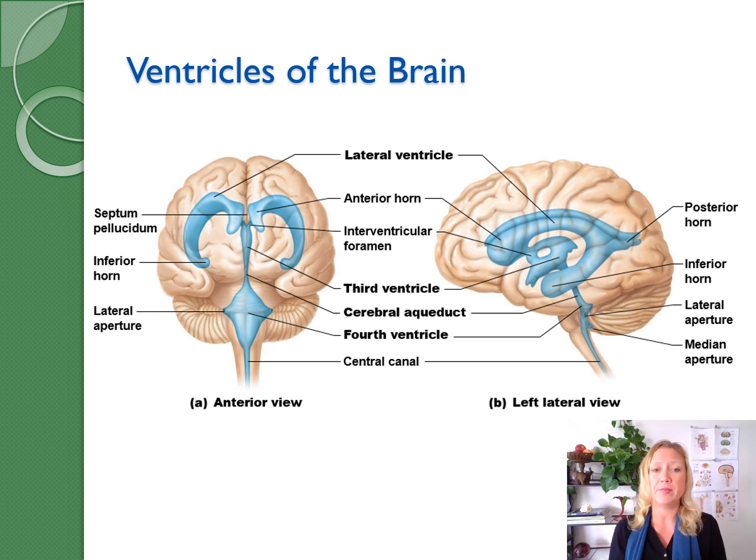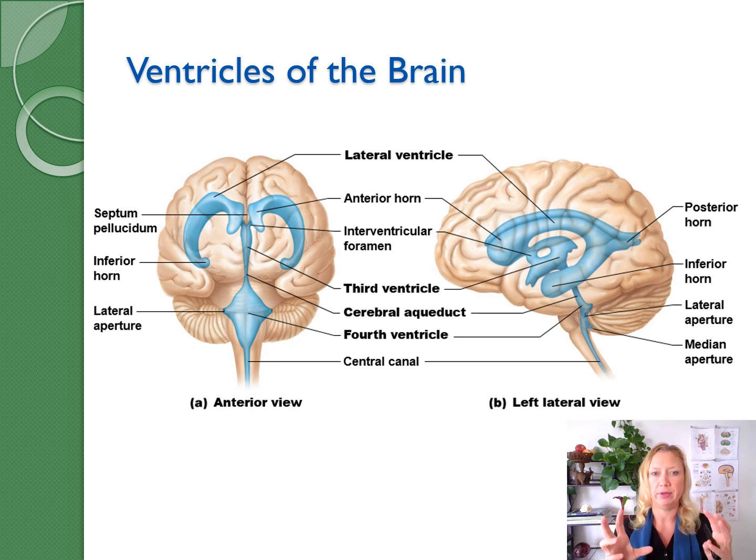Kind of looks like the ram's horns, right? So a ram's head of horns. And then the third ventricle is in the center, and then the fourth ventricle, you can see that rhomboid fossa, that kite shape again there, the fourth ventricle. And then that's going to get really small and circular, and that's going to then be the central canal that goes through the spinal cord.